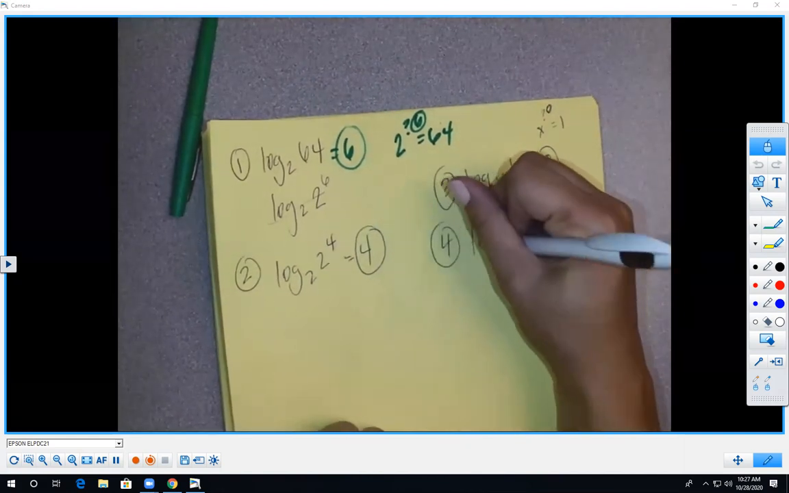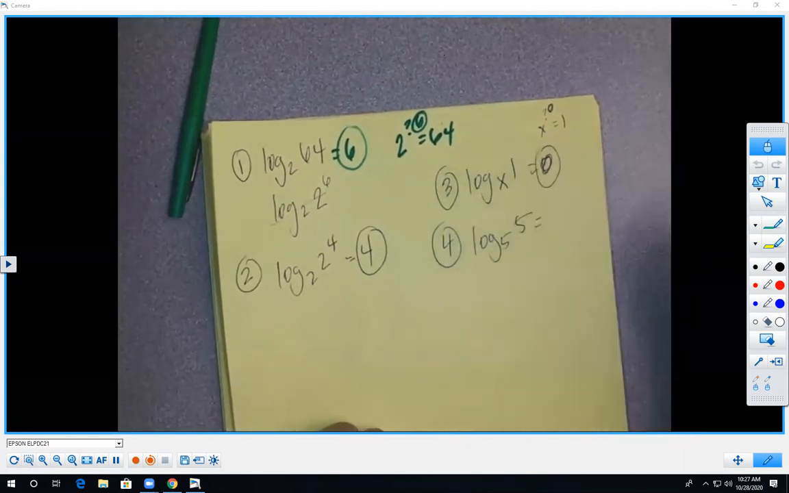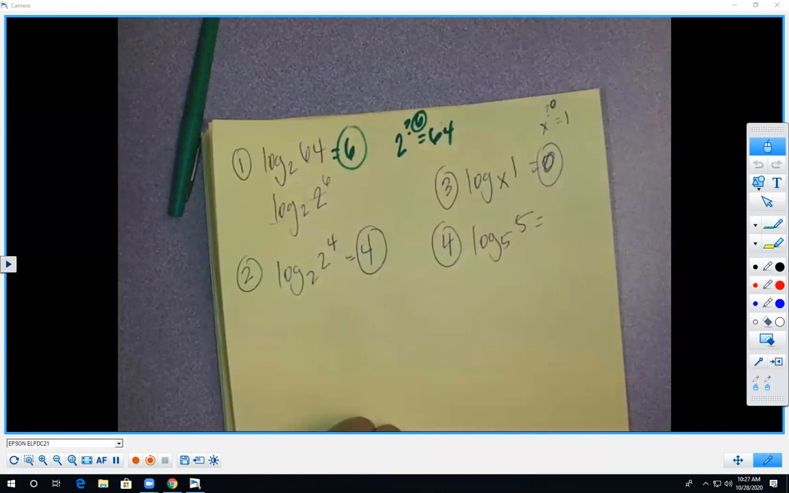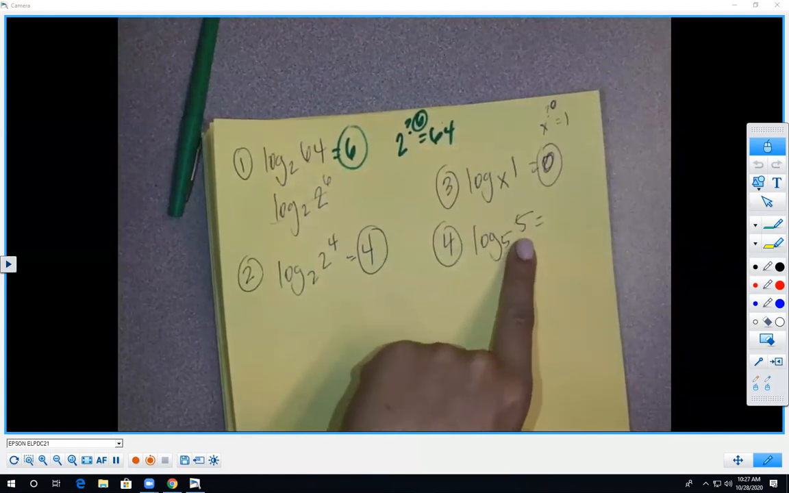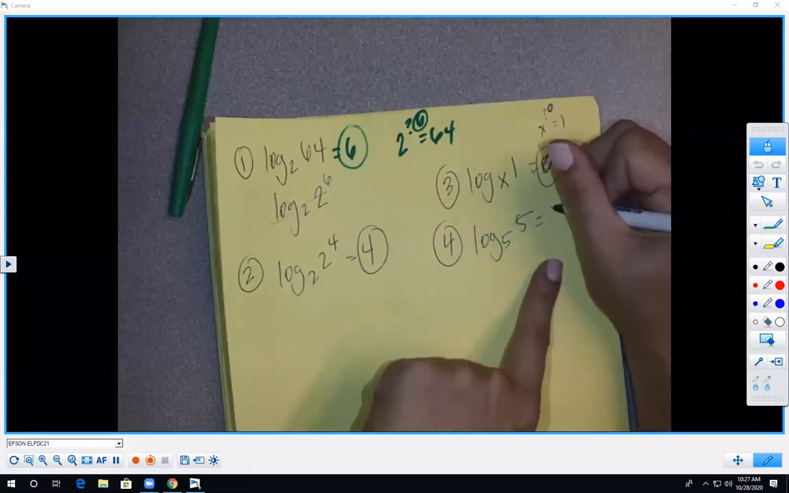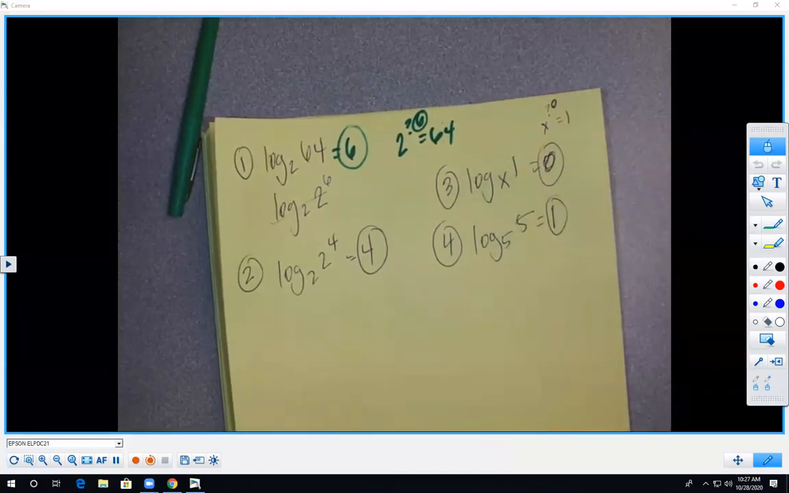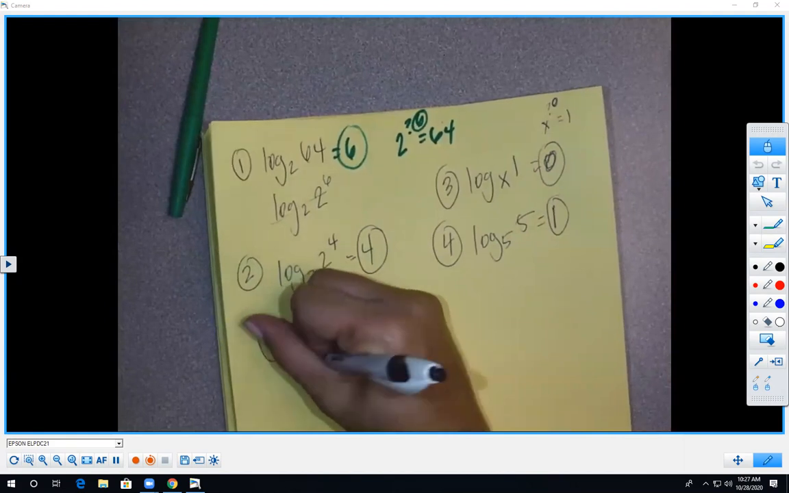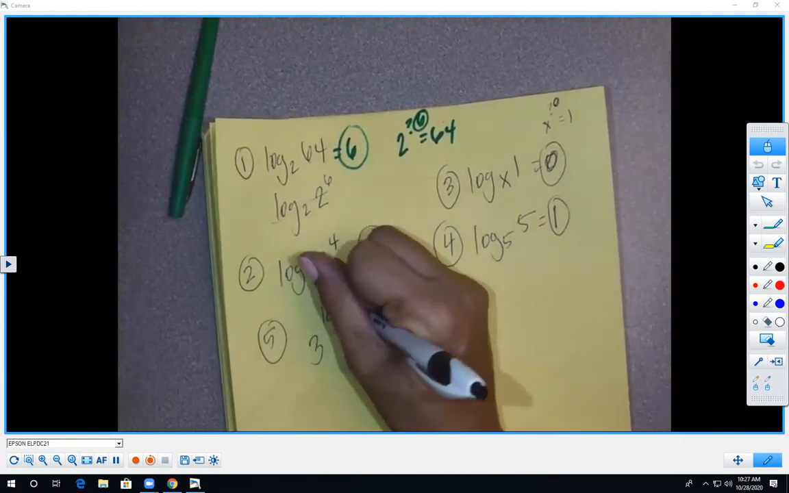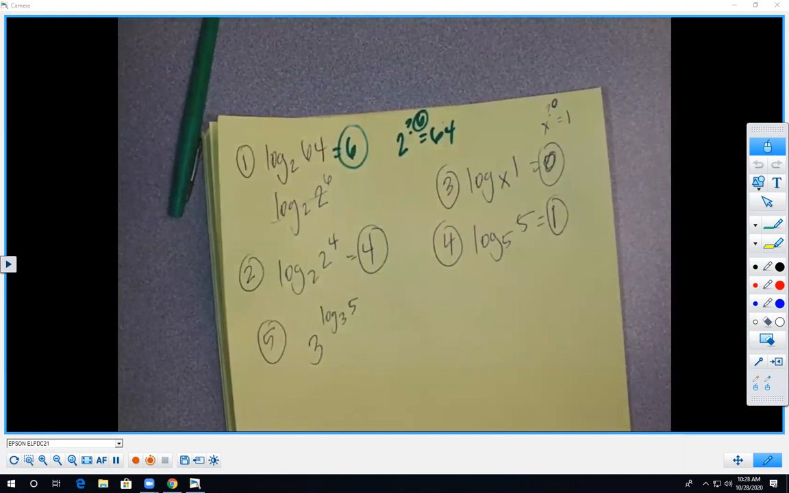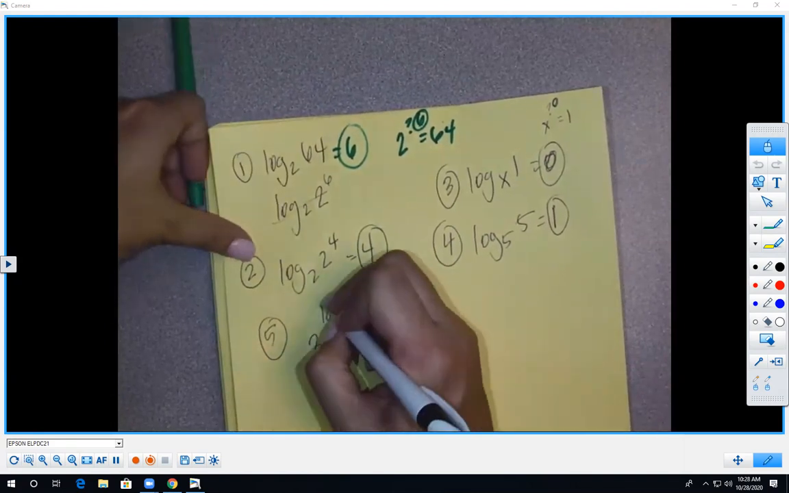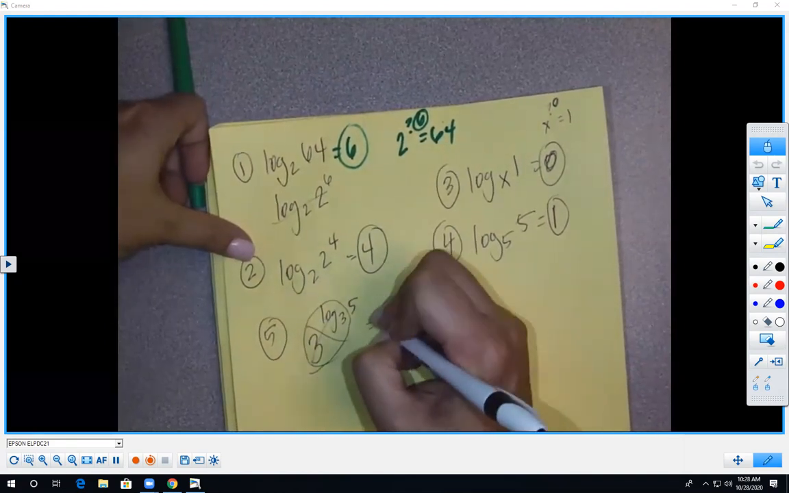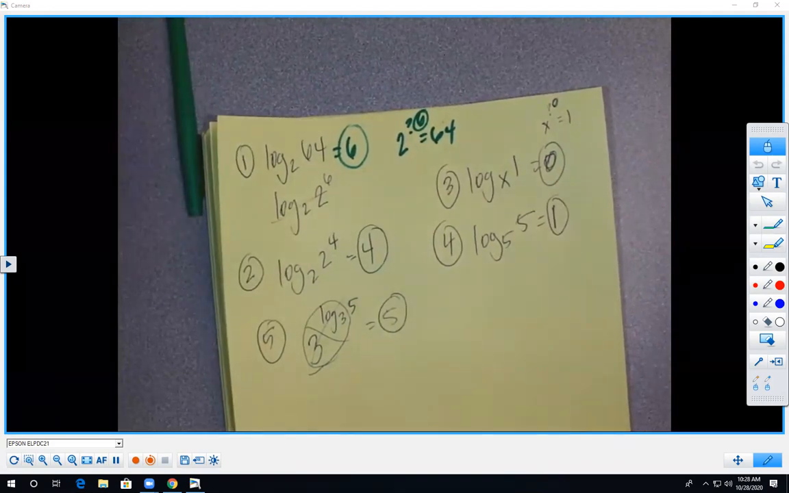What about if I had log base 5 of 5? If your base and the thing you're taking the log of are the same, your answer is just 1. And one more, if I had 3 to the log base 3 of 5 power. It's like this 3 and log base 3 undo each other, and I'm just left over with 5. Questions about that?